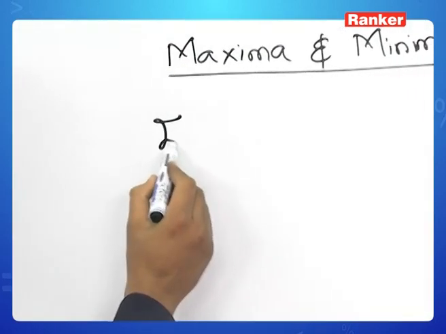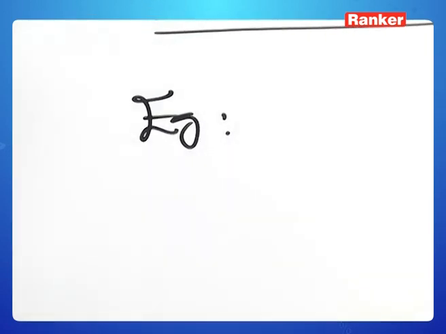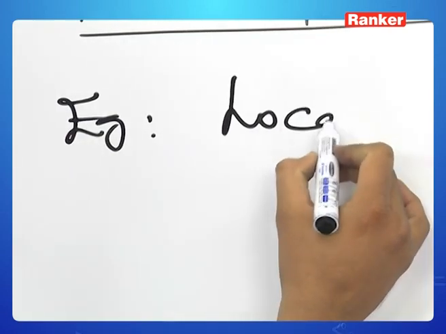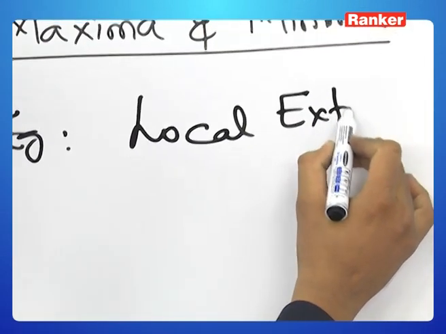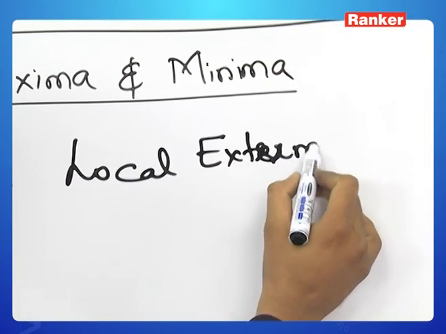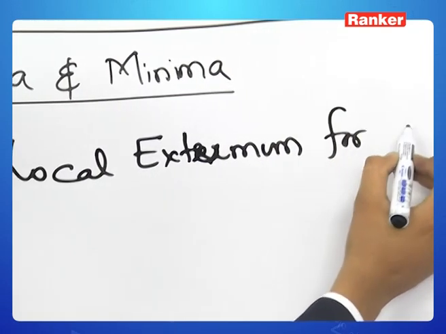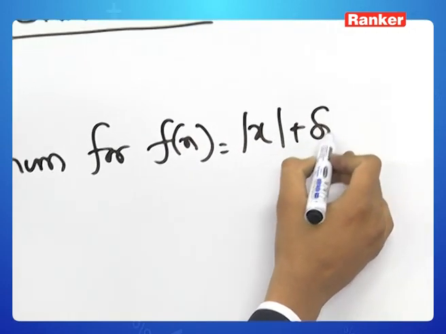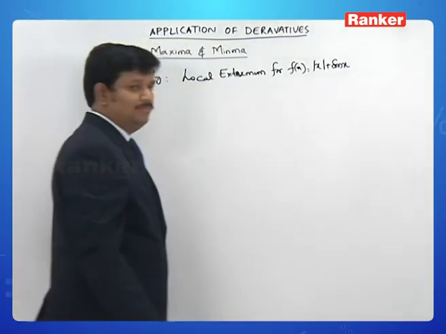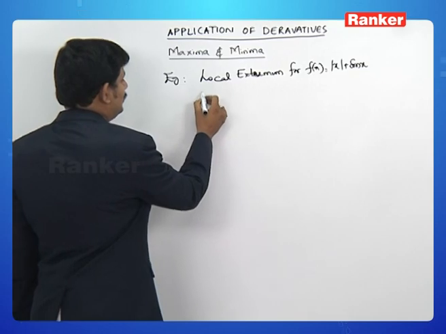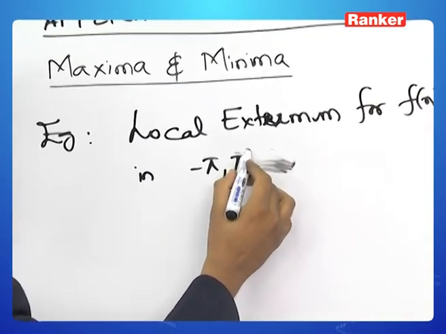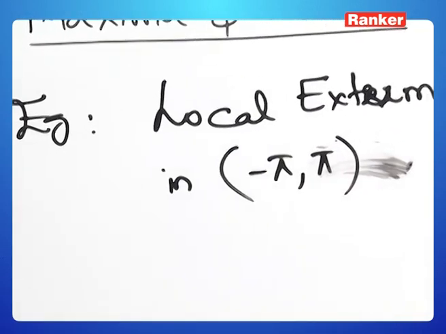Find all local extremum for f of x is equal to mod x plus sin x in the interval minus pi to pi, all the points of local extremum in the interval minus pi to pi.